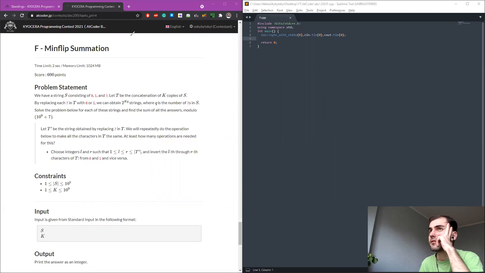So we have a lot of problems with this question. First, there are k copies of S. Second, there are too many strings, and third, we don't know how to count groups quickly.